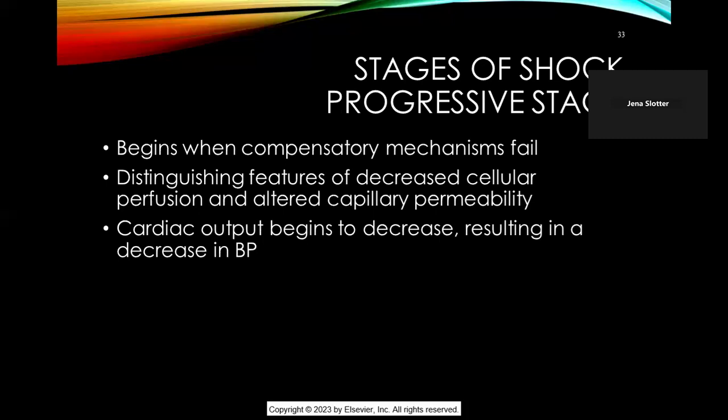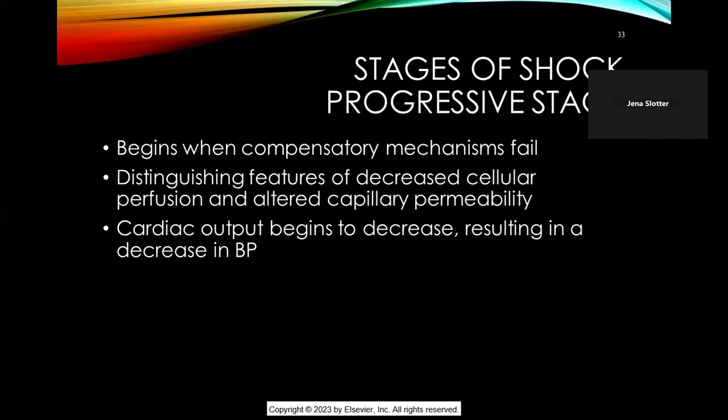So then the progressive stage, I guess we'll move on to that. The progressive stage is when the body is no longer able to compensate for what's going on. So you're going to have obviously a lot of the features of decreased cellular perfusion. You're going to have altered capillary permeability. You're going to have leakage of protein into the interstitial space. That's a tongue twister. You're going to have increased interstitial edema, and you're going to see a lot of altered mental status in this stage.